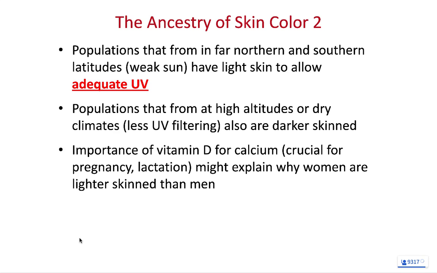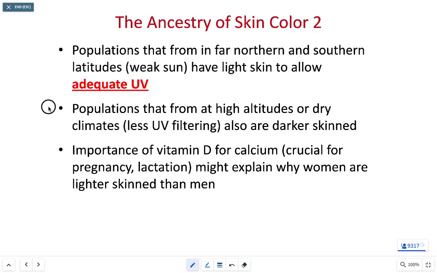So I jumped ahead. I stole my thunder here. Populations from far northern and southern latitudes need to have lighter skin for adequate UV. Unless you're super far north and have that sunlight reflecting off the snow, then your ancestors traditionally would have a little bit darker pigmentation, usually more of a brownish pigmentation.